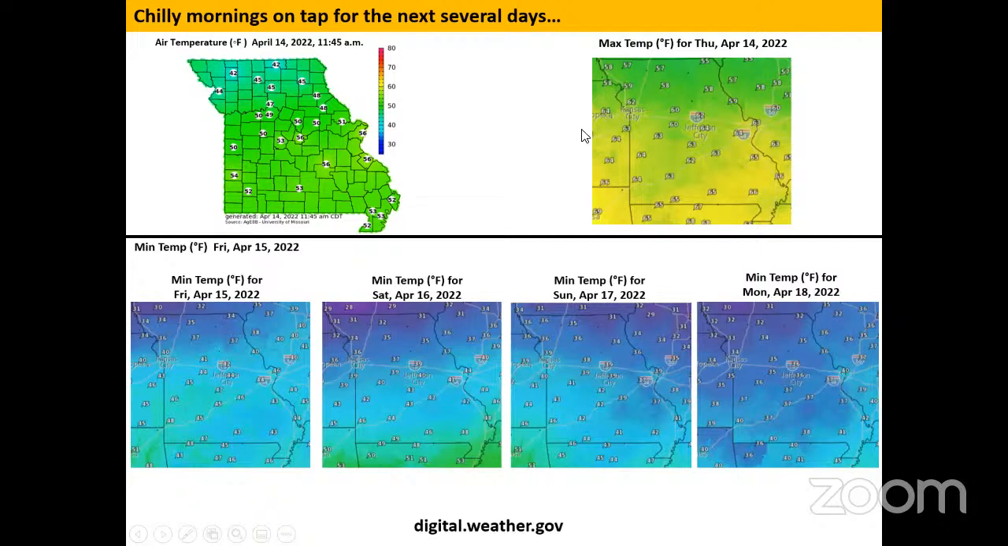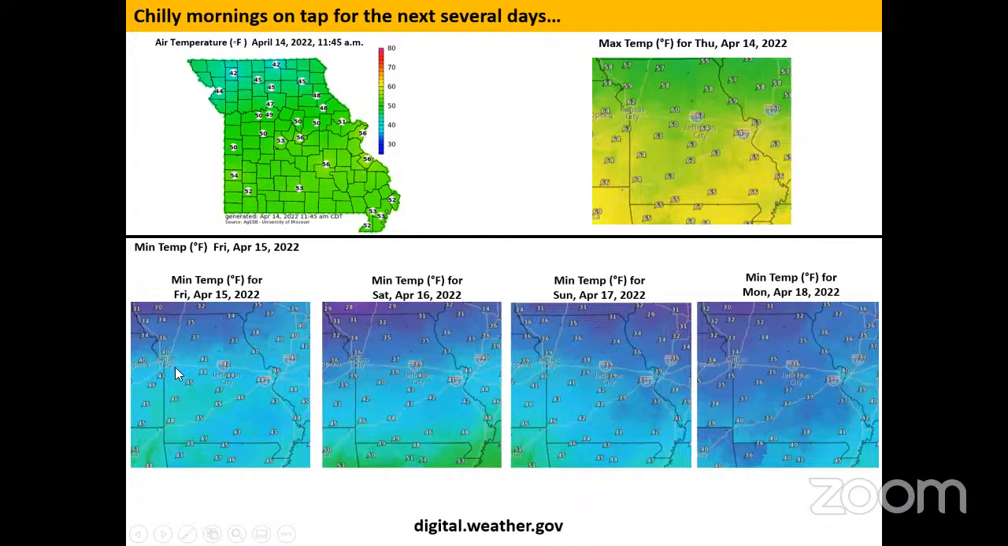These are more typical, say, at the end of March for high temperatures, but generally in the 50s a day across northern Missouri and low to mid 60s across the rest of the state. As you can see here on the bottom for Friday, Saturday, Sunday, and Monday, there's going to be some frost opportunities, especially across northern Missouri.